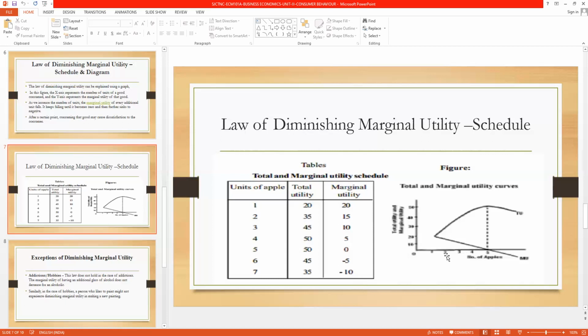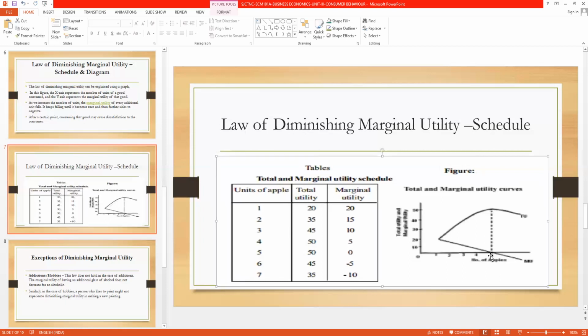In the diagram, we can find this is the total utility curve and this is the marginal utility curve. When total utility is increasing, marginal utility is decreasing. When total utility is reaching the maximum, we can find that marginal utility is becoming 0. After that, total utility is decreasing, and we find that marginal utility is becoming negative. So this schedule is explained with the help of the diagram.